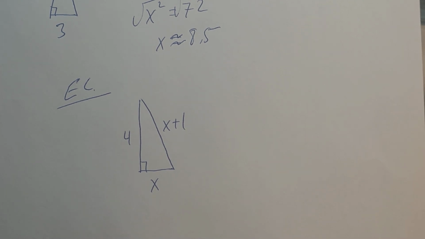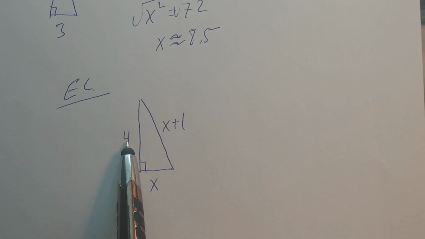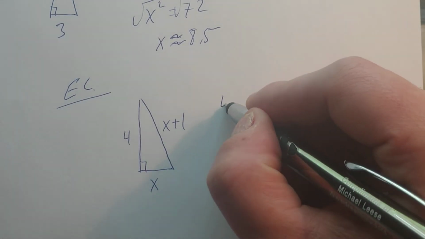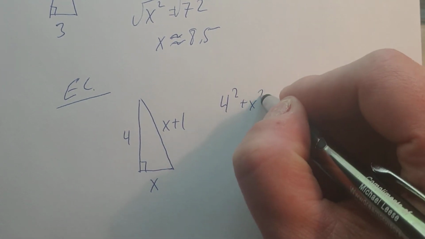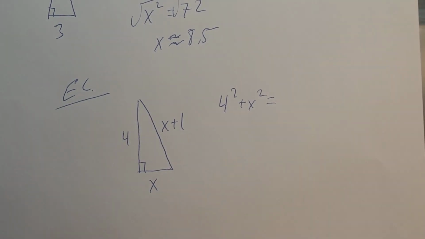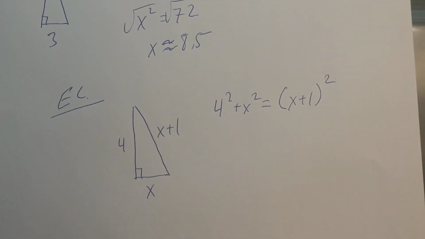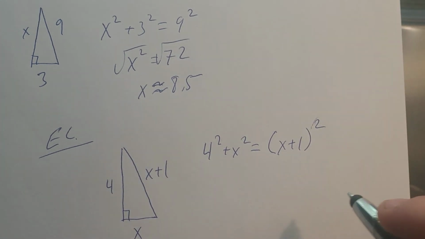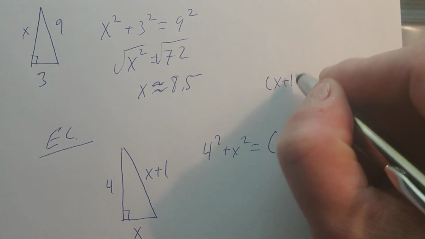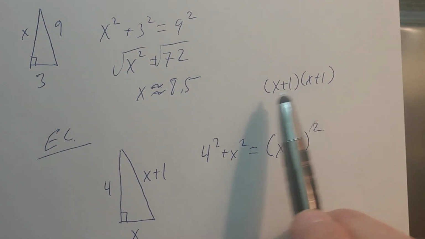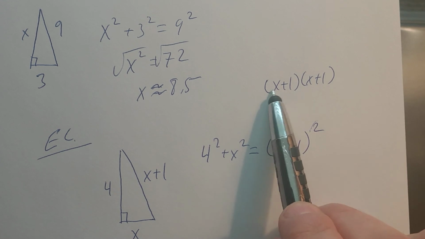And you just want to apply the Pythagorean theorem. 4 squared plus x squared equals x plus 1 squared. So I'm going to set it up just like that. 4 squared plus x squared equals, now I'm going to put this in parentheses, x plus 1 squared. Like that. Alright, now this is where you have to remember that FOIL. So you have to remember that this x plus 1 is written out like that. So that's where you do your first, outside, inside, last, and you multiply those.